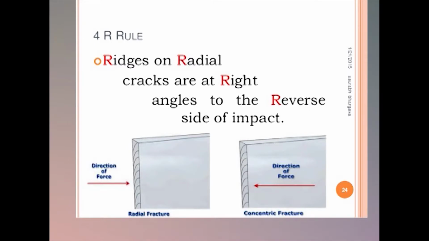Chips from radial fractures come from the side of the glass to which the force was applied and travel in the direction opposite to the force.